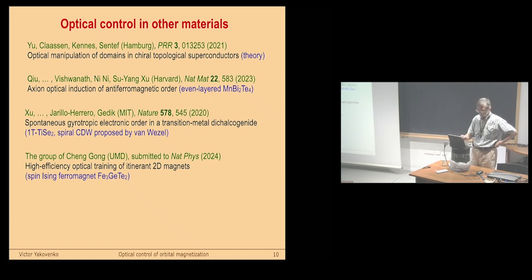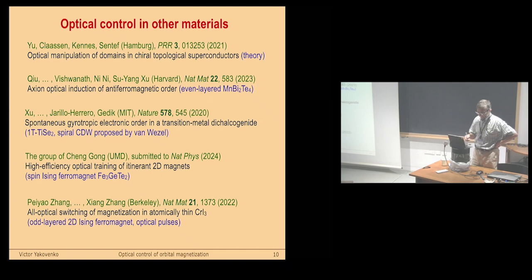This is why I mostly focus on orbital magnetism, but you can also have spin magnets. You can take a two-dimensional Ising spin molecular layer, a two-dimensional magnet which includes iron, which has Ising-type magnetism, and this Ising magnetism can be controlled by circularly polarized light. This was done at Maryland by the group of Cheng Gong. Still having difficulty getting it published.